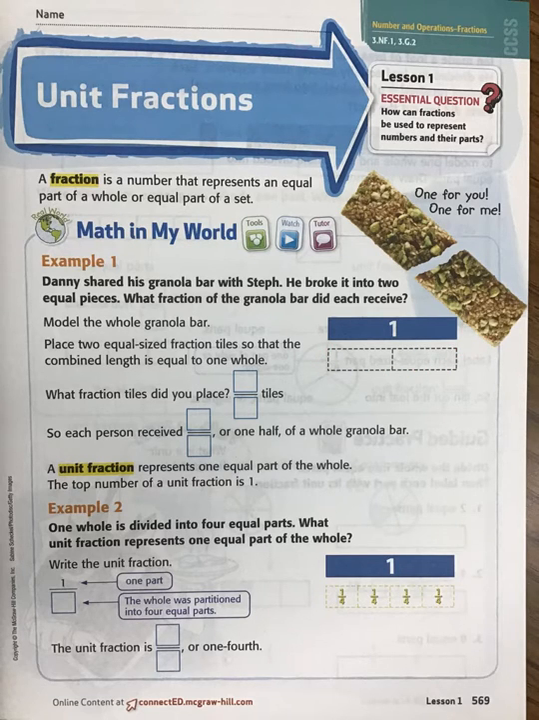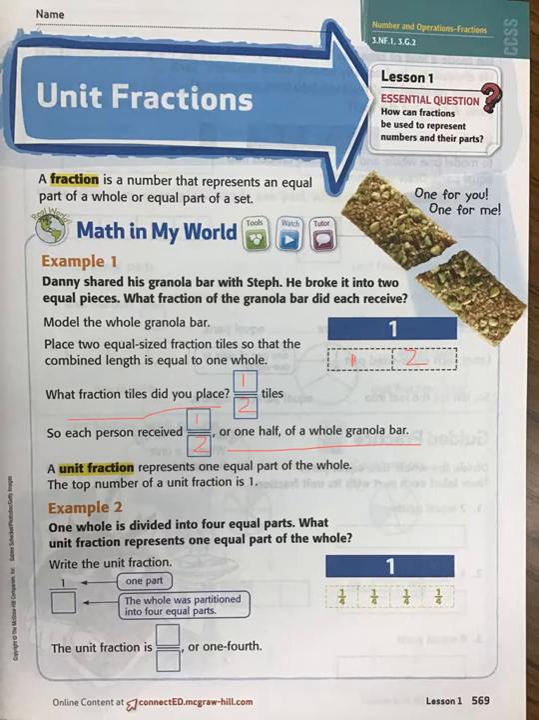So if we look at that, we could say this is 1 part and 2 parts, right? Or better yet, let's do 1 and 2. Okay. So what fraction of tiles did you place? Well, we had 1 on top. And how many did we have on the bottom? 2. So each person received 1/2. 1 over 2. Or 1/2 of a whole granola bar.